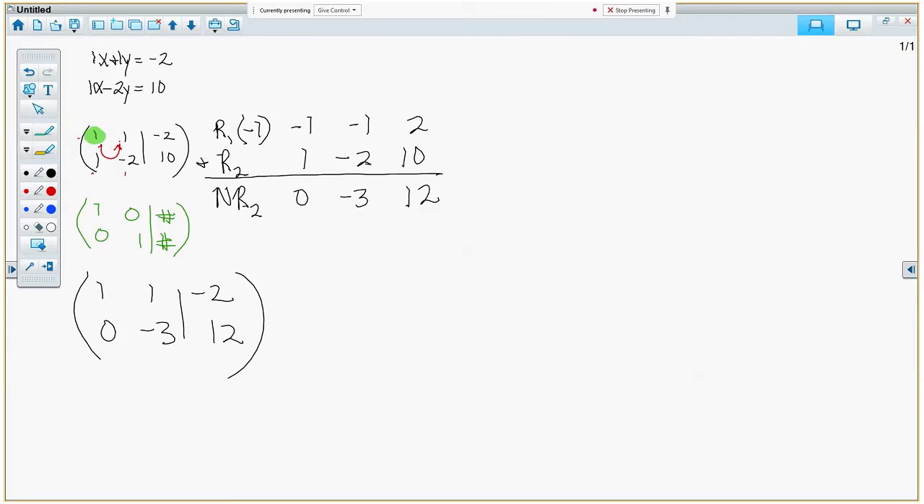Take a minute, let that sink in. And then, what are we going to target next? The -3. What do I want the -3 to be? A 1. So if you want to go ahead and try it, go ahead and try it, or just meditate.